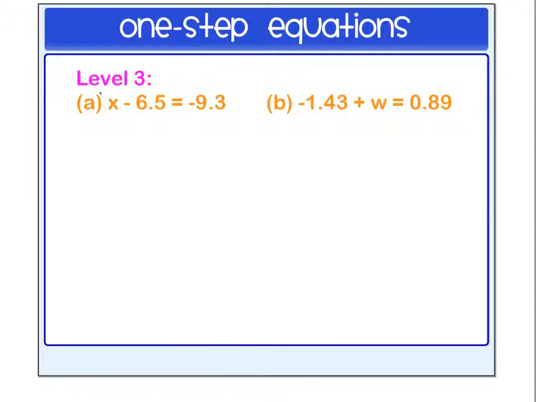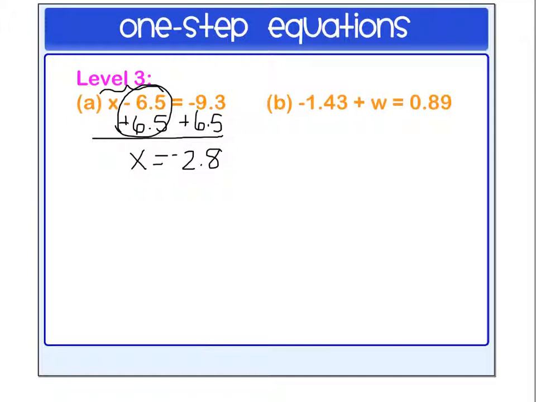So, on this first one, you'll notice that x is connected to a minus 6.5. And in order to undo a minus 6.5, I'm going to add 6.5 to both sides. The minus 6.5 and the plus 6.5 give me 0 because they're opposites. And x equals, I've got to do negative 9.3 plus 6.5. They're different signs, so I actually ended up subtracting. I get 2.8, and since there are more negatives than positives, my answer is negative.